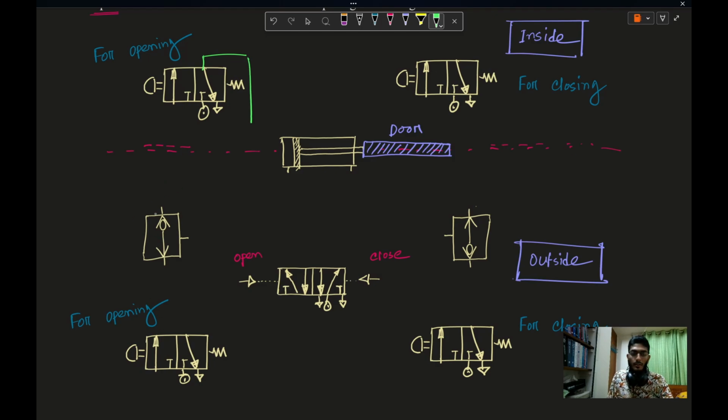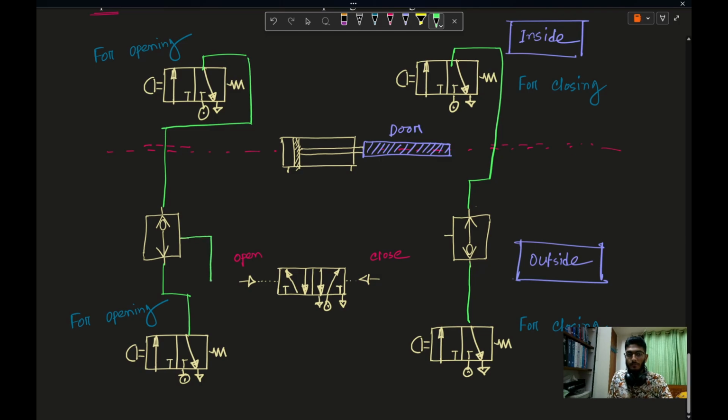These two DCVs are connected with this shuttle valve, and these two DCVs will be connected with this shuttle valve. After that, these two shuttle valves will be connected with the pilot line. One thing the question stated is that it should move slowly. To control the velocity, we have two options. One is the meter in circuit, another one is the meter out circuit. I have discussed these two in my previous video. So I will apply the meter in control in this circuit.